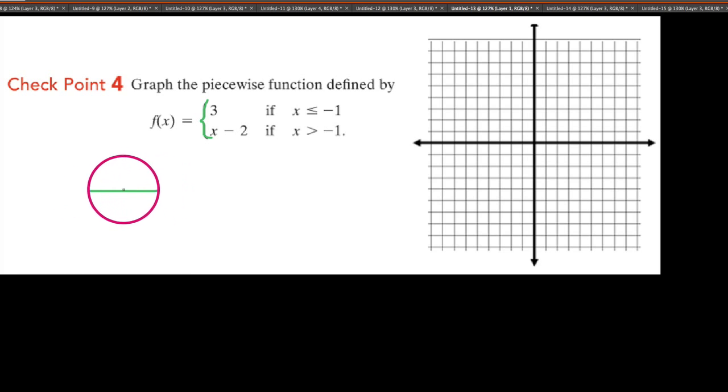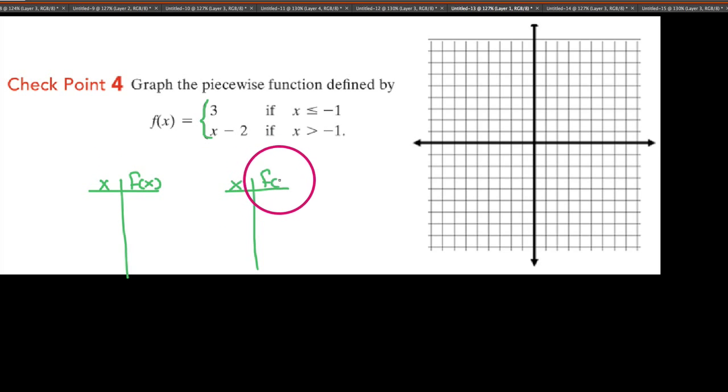So what I'm going to suggest is this, that we table values. Of course, we always table values, and it's going to be interesting in this case. We have x and x, but we're going to have f of x on both parts of this. It's still the same function, but different rules. So what I'm going to put over here is f of x equals 3, and over here I'm going to put f of x equals x minus 2.